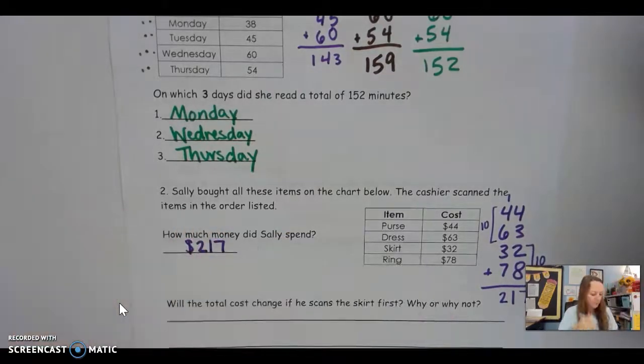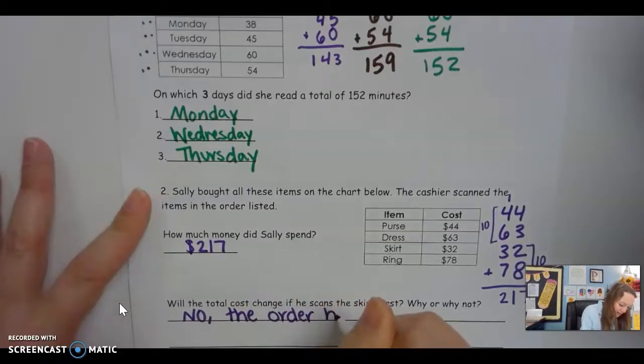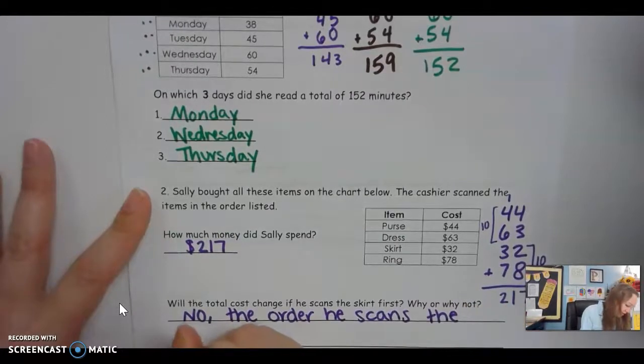$217. Now, will the cost change if he scans the skirt first? Why or why not? Well, we know that when we're adding numbers together, the order in which we add them does not matter. So, will the total cost change? Your answer should be no. The order he scans the skirt does not matter.